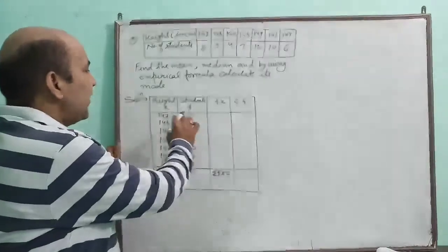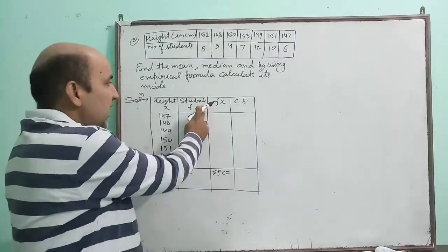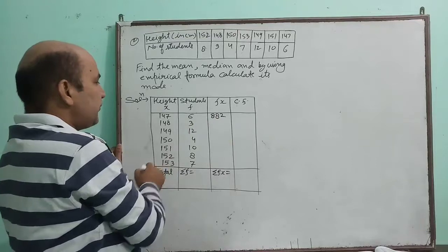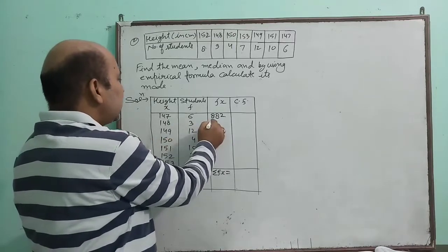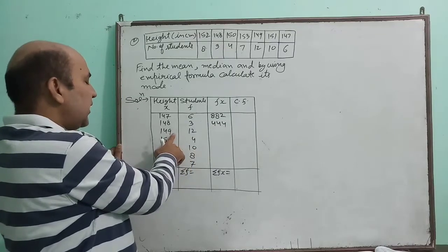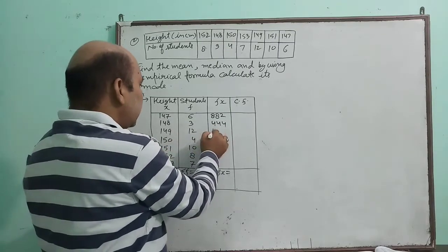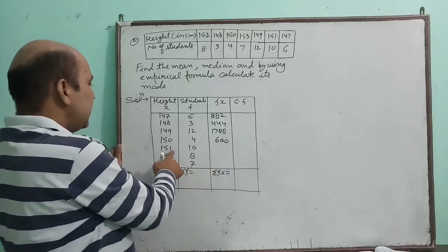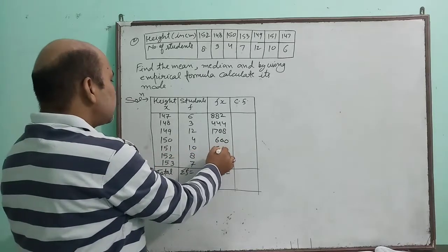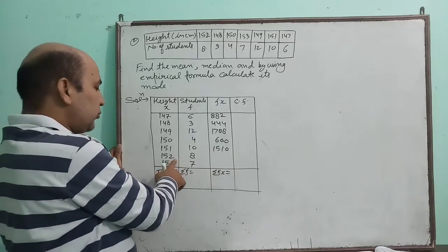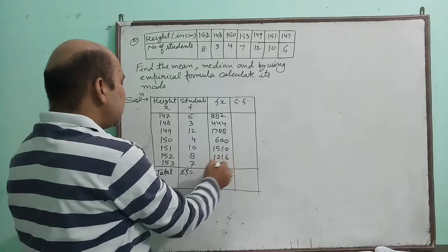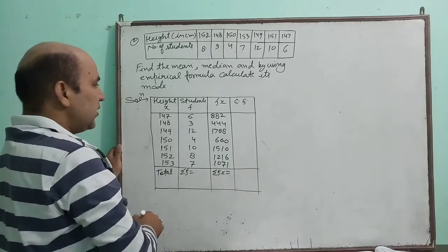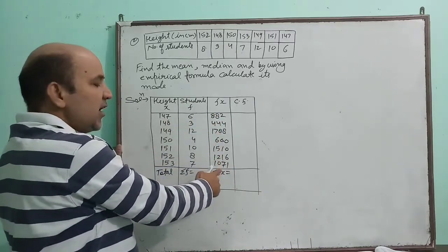Now, first we will fill these two columns. f into x: 147 into 6 will come 882. 148 into 3 will come 444. 149 into 12 will come 1788. 150 into 4 is 600. 151 into 10 is 1510. 152 into 8 is 1216. 153 into 7 is 1071. After multiplying these, we have filled the fx column.